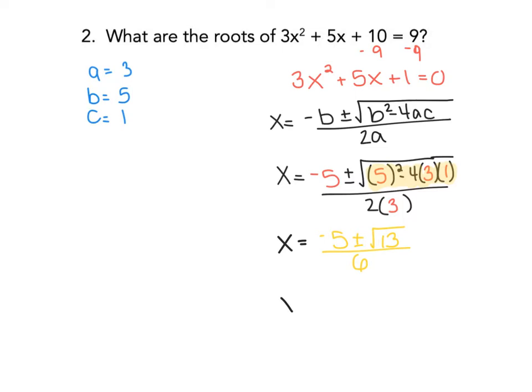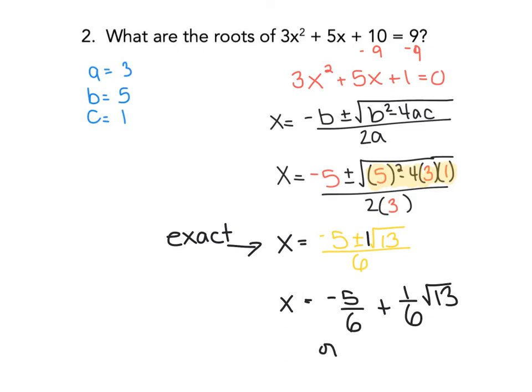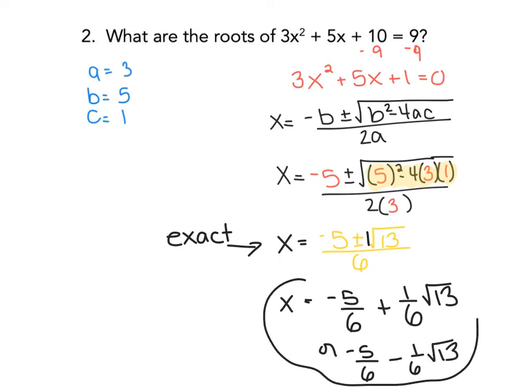So you can write this a couple of ways. This would be my exact answer. I would accept it like that. The other way is to break it up the same way we do complex numbers, like negative 5/6 plus, coefficient here would be 1, so 1/6 root 13 would be the other way. Or, remember there are 2 answers, negative 5/6 minus 1/6 root 13. So I would accept either scenario here.